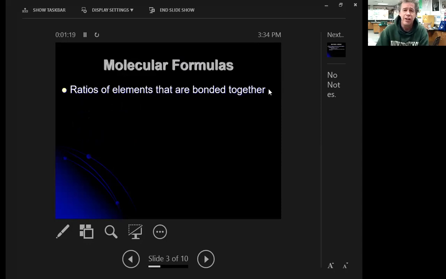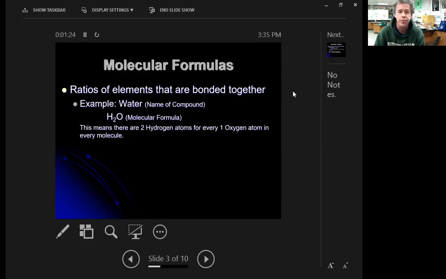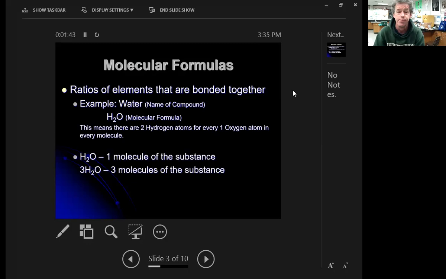Now, molecular formulas are ratios of elements that are bonded together. For example, water is the common name. The molecular formula would be H2O. And what that formula means is that there are two H's and one O, or for the full word, two hydrogens and one oxygen in every molecule. Now, if you just have H2O, that's implying one molecule of the substance. Like we've talked about this week, if you put a 3 in front of it, the 3 coefficient means you have 3 separate molecules of that substance.